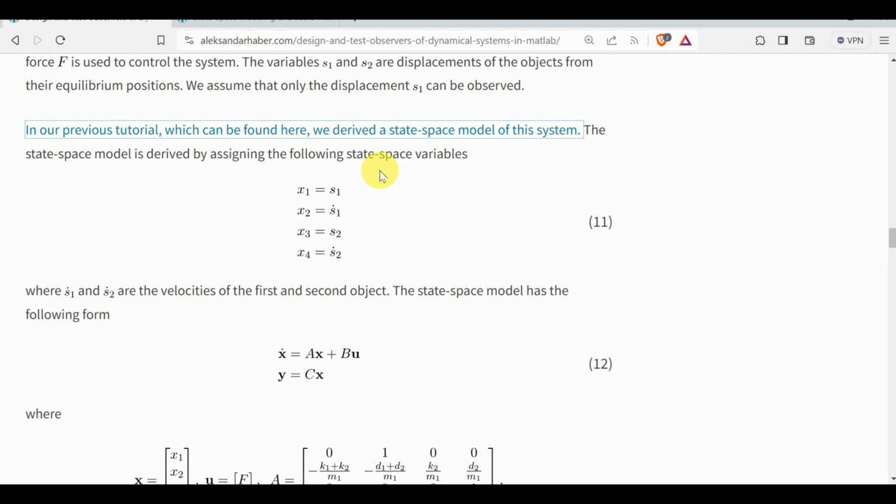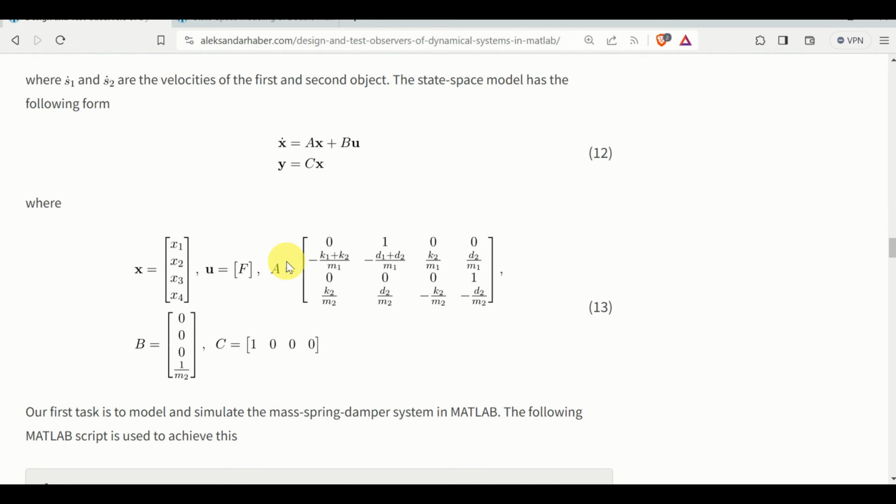By using these state space variables and by using Newton's second law, we obtain this state space model. Over here, bold x is the state vector that takes into account all the state space variables x1, x2, x3, and x4. U is the control input vector, and it's a scalar only equal to the external force F.